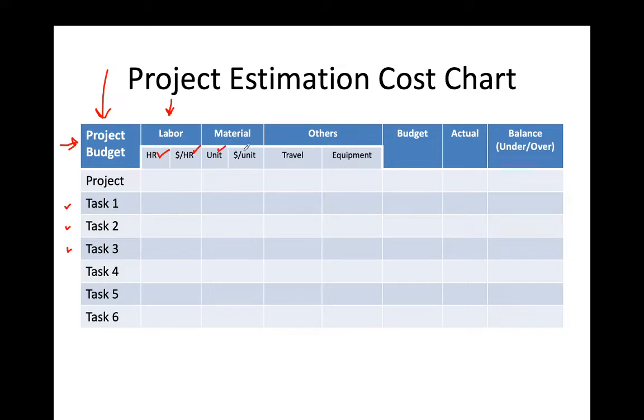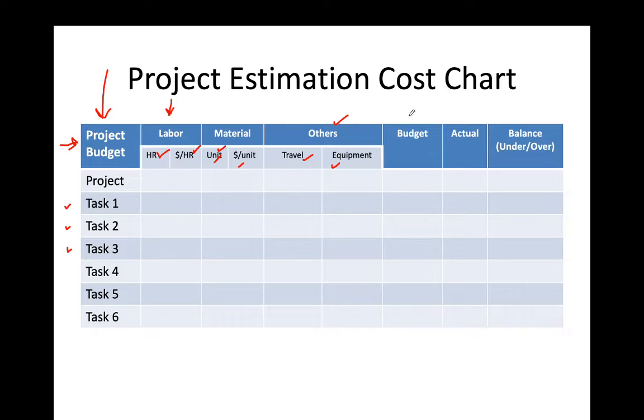For example, in material, if we are doing some marketing, for marketing we need banners, brochures, this type of material. So how many units we need and what is the cost per unit will be written here. In others we can add many things like traveling cost, equipment cost, and if we are renting some building or office we can also mention that in others.